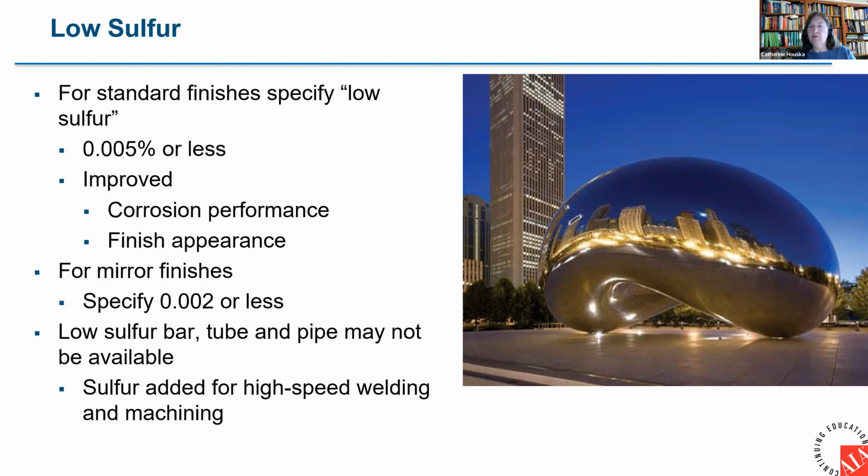So for a fine or mirror-like finish, you really want to specify 0.002% sulfur or less. For other finishes, you could go with 0.005% or less. Keep in mind that for bar, tube, and pipe, you may not find low sulfur because the sulfur is added for high-speed welding and machining.